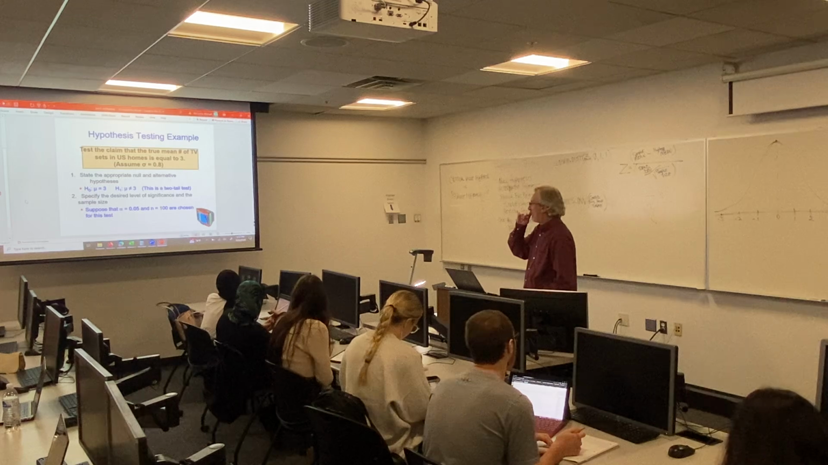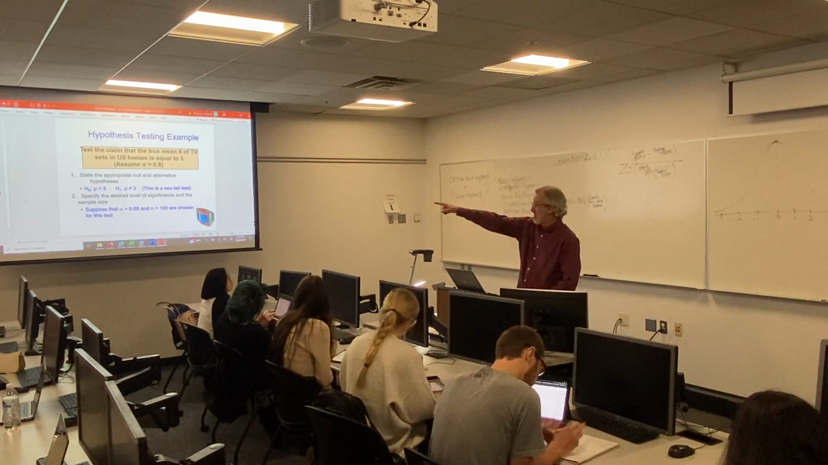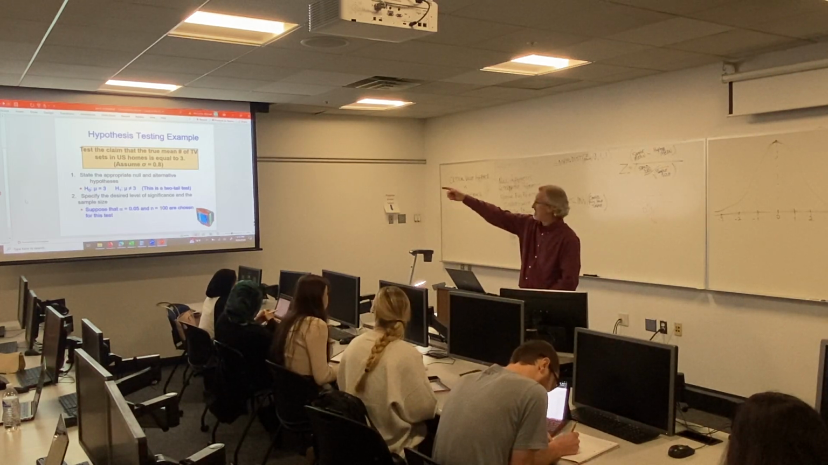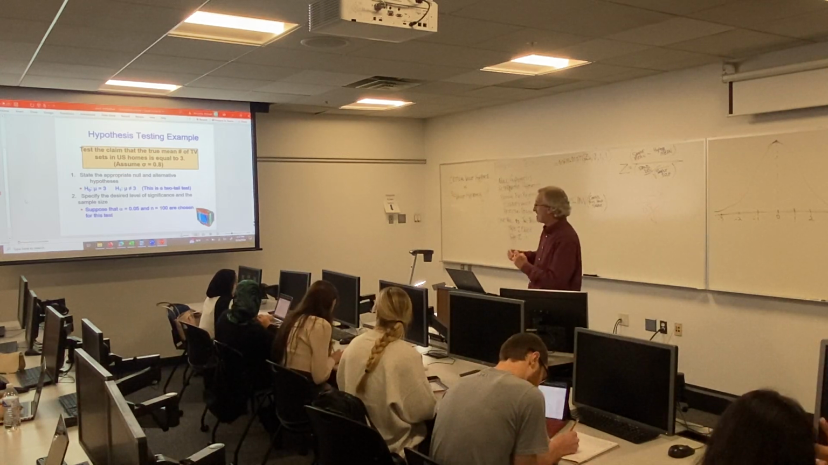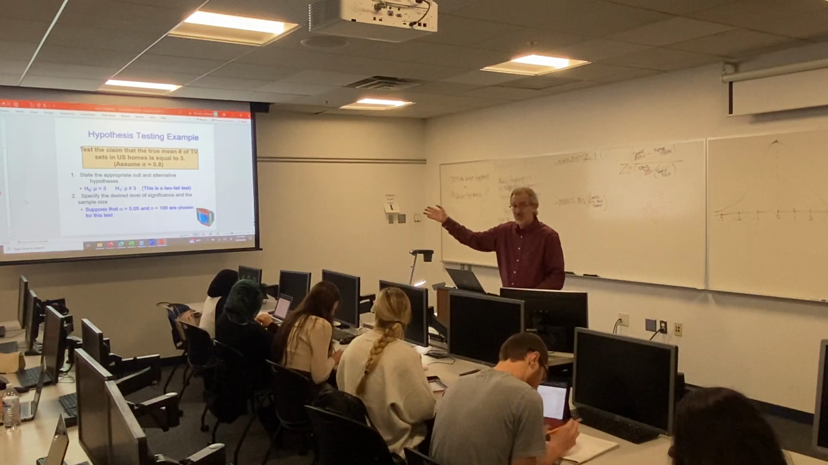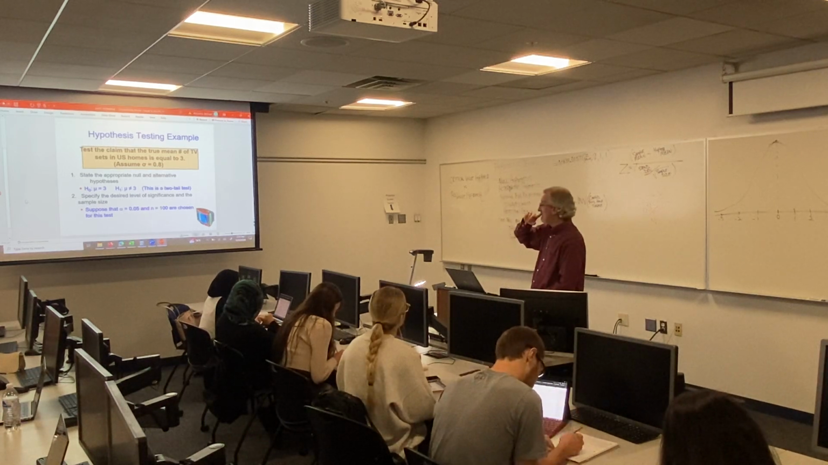It says state the appropriate null and alternative hypothesis. The null hypothesis, the mean is equal to 3, because the statement said the average amount of TVs in US households is going to be 3. The alternative hypothesis is that the mean is not equal to 3. The opposite of whatever the null is.